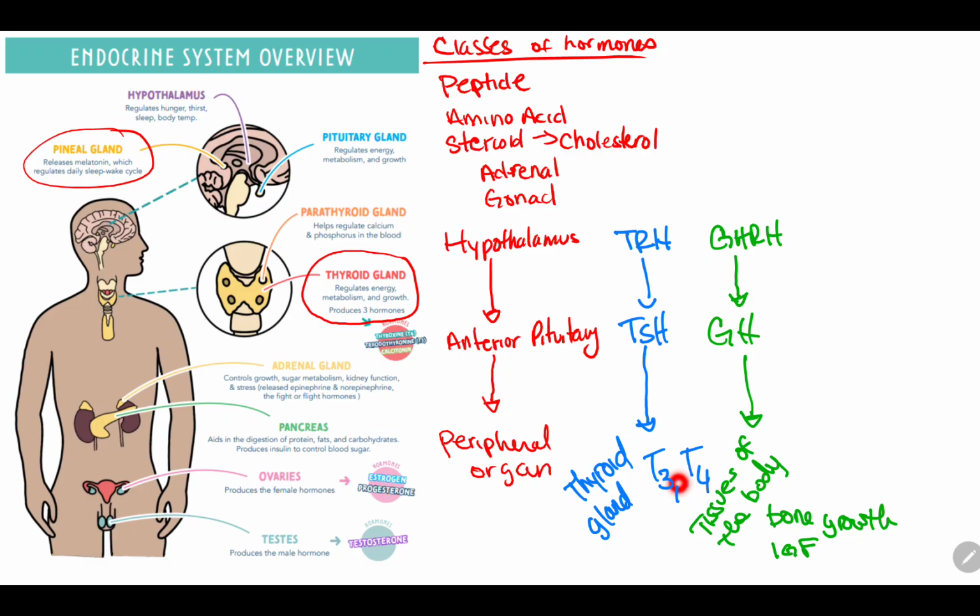Let's talk about one more actually, okay? Let's talk about CRH, right? Corticotropin releasing hormone goes down, tells the anterior pituitary to release ACTH, adrenocorticotropic hormone. That then goes where? Obviously, it's going to go to the adrenal cortex and tell the adrenal cortex to release its cortex hormones, right? Those cortex hormones, it's really going to be cortisol, right? So let's just say cortisol.